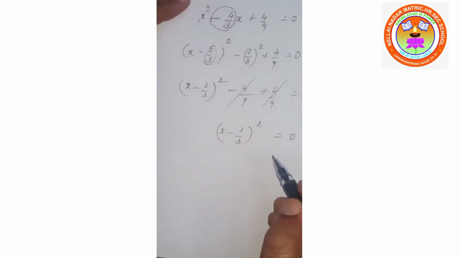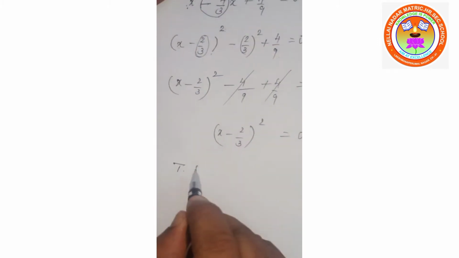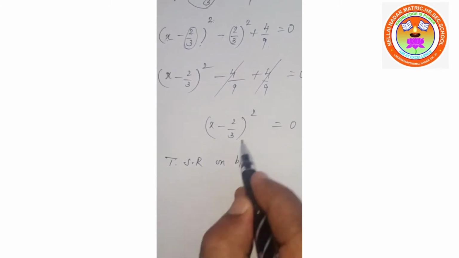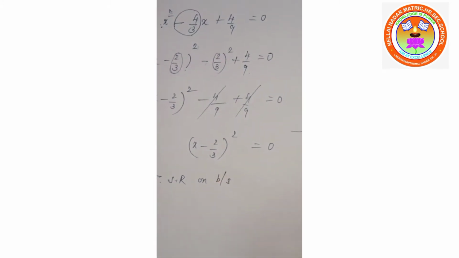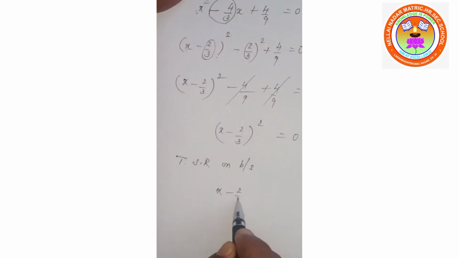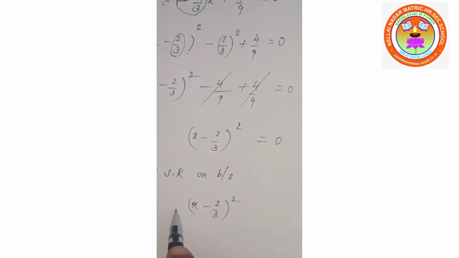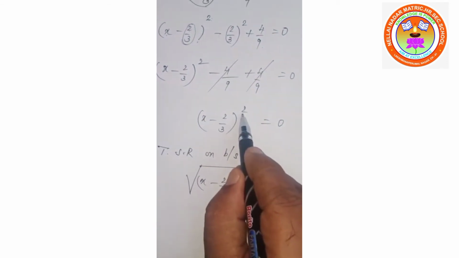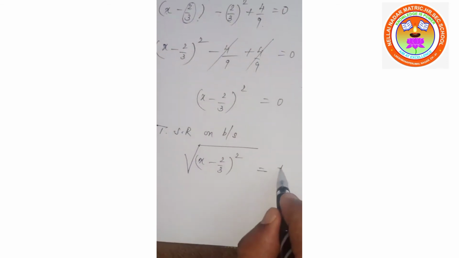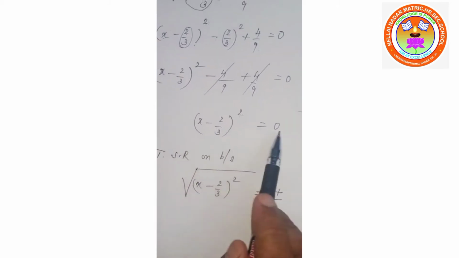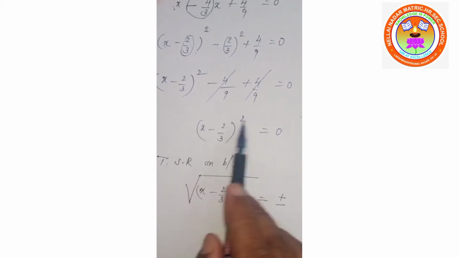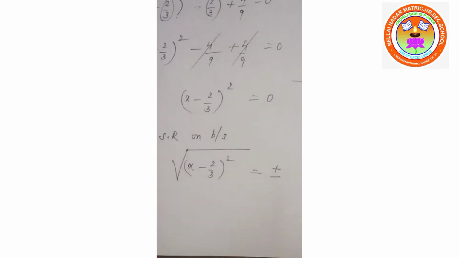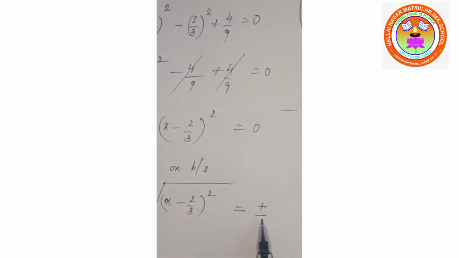Then taking square root on both sides. Why are we taking the square root? For eliminating the power 2. So we have x minus 2 by 3 the whole square on the left hand side. Take the square root. Since we have a square in the power, definitely we have to introduce plus or minus because it is a quadratic equation. X squared is a quadratic equation. Definitely this equation must have two roots. So plus or minus you have to introduce.